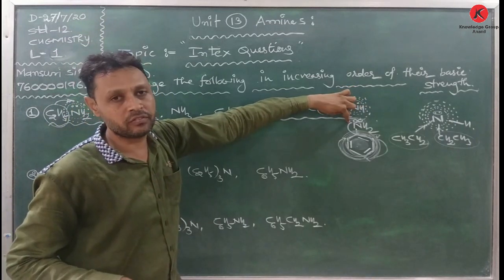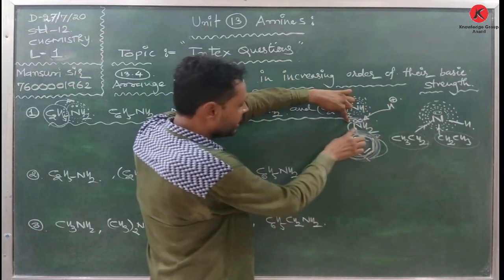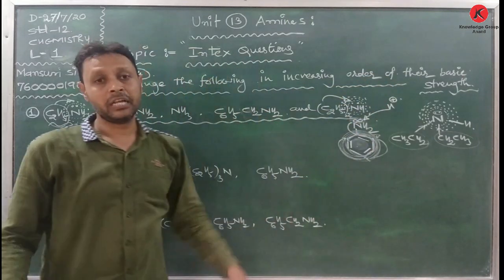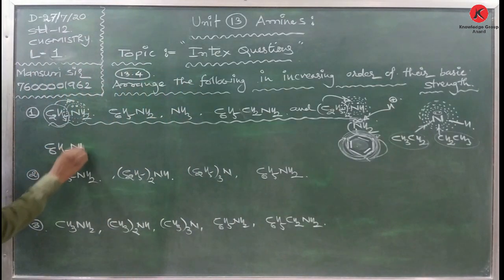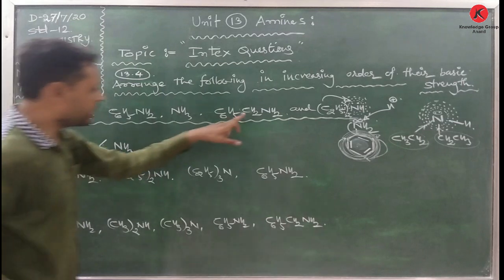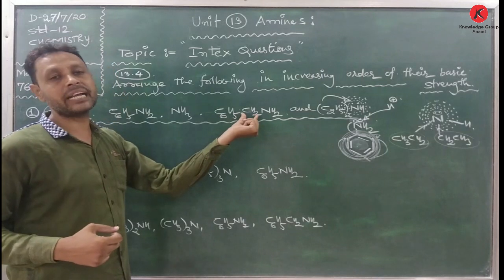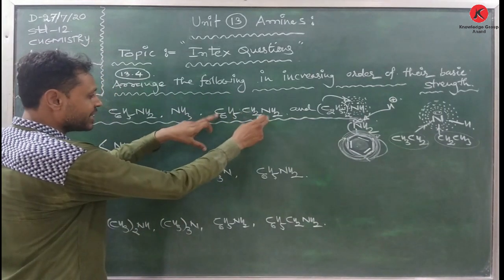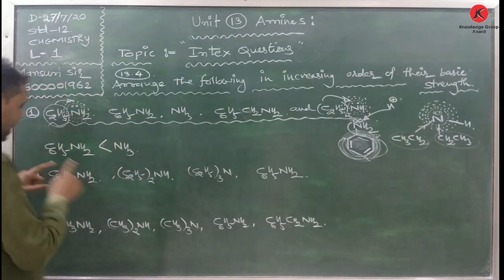So protonation will be very hard. It does not accept H+. So this nitrogen does not get protonated. That is why aniline is least basic. So we will take C6H5NH2 as least basic, then ammonia. Now here the ring shows minus I effect, and this carbon, the methylene group, shows plus I effect. That is why we can say that benzyl amine is more basic than aniline.